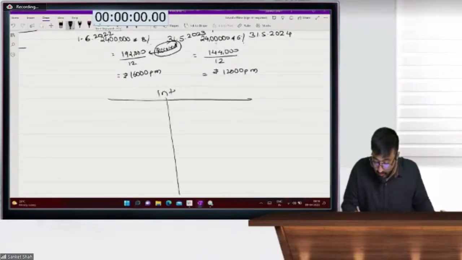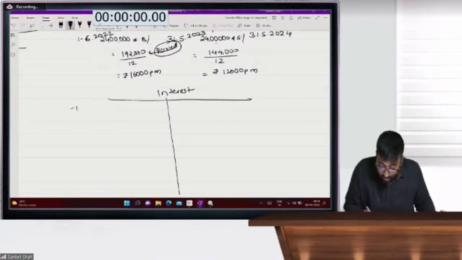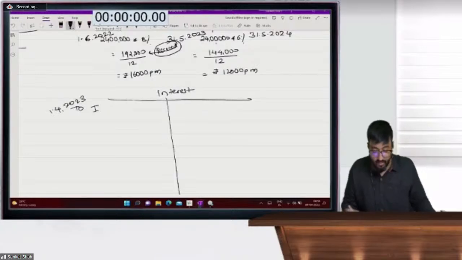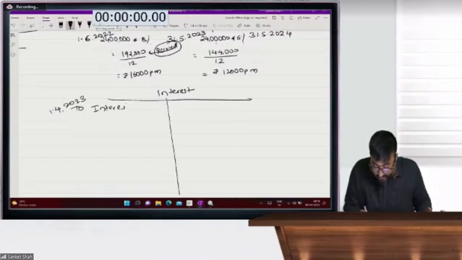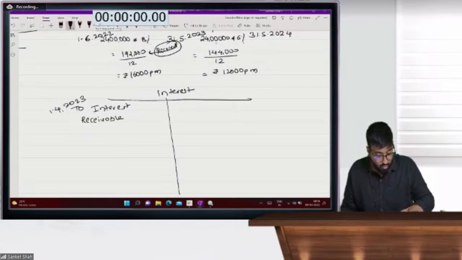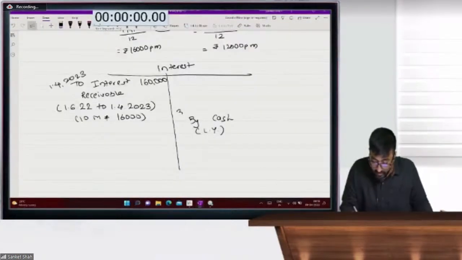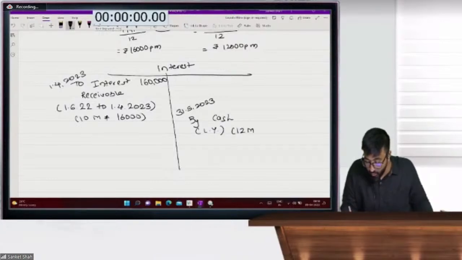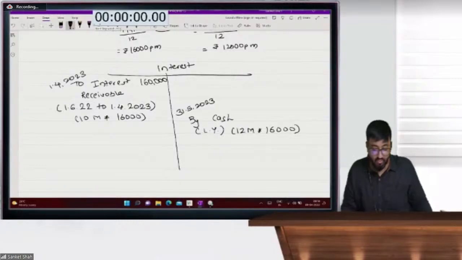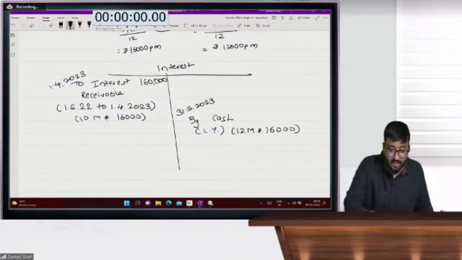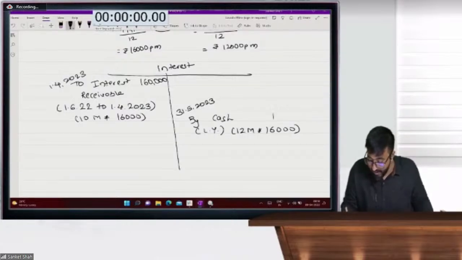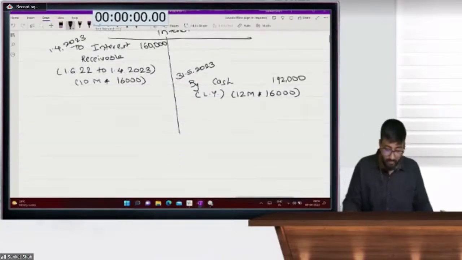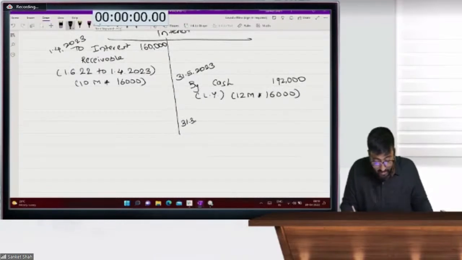How to record? Interest, to interest receivable, 1st April 2023. How to record this account? To interest, when you received it, 31st May 2023. For how many months? 12 months into 16,000. Do it per month. Accrual concept. 1,92,000. You are not drawing the diagram, that's why you are not getting the answer.